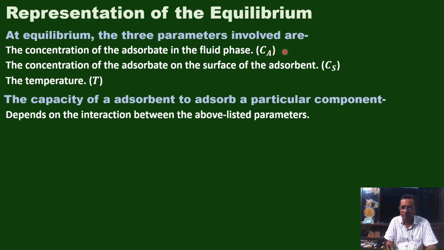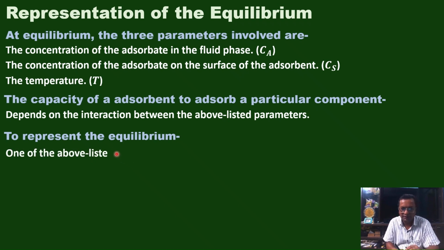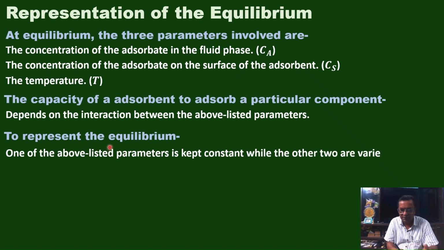Concentration of the adsorbate in the fluid phase, then concentration of the adsorbate on the surface of the adsorbent, and then the temperature. Now, in order to represent the equilibrium easily, what you can do is keep one of the above listed parameters constant, while the other two can be varied. So out of the three parameters, you can keep one constant and then vary the other two.